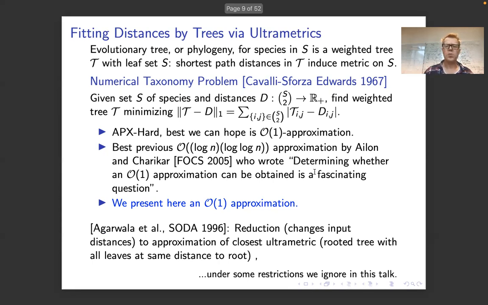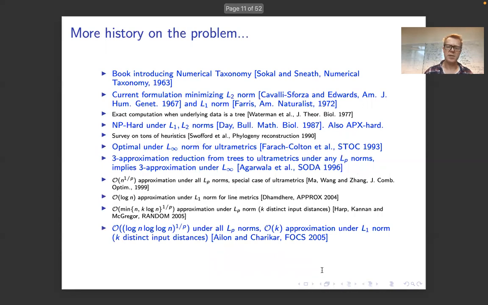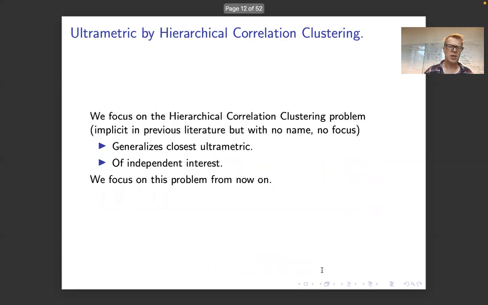In fact, we're only going to work with ultrametrics because there's a general reduction from tree metrics to ultrametrics where we only lose a factor 3 in the approximation factor. So what is an ultrametric? It's a special case of a tree metric where all the leaves are at the same distance from the root. It also corresponds to this 3-point condition mentioned here. There's a lot of history on these different problems, but we're actually going to go more into the technical stuff.